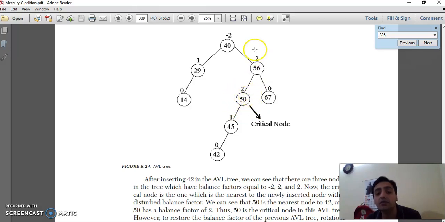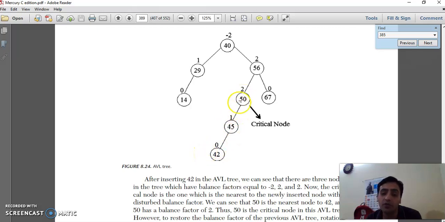Critical node means when multiple nodes are affected in a tree, then whichever unbalanced node is nearest to the newly inserted node is known as critical node. Okay, and then we need to check what is the directional relationship between critical node and newly inserted node. So for example, if somebody is standing here and you need to guide that person to go to 42, how will you guide? You will say that okay, from 50 you take left, and then you will reach 45, and then again you have to take left. So this is a left-left kind of relation.